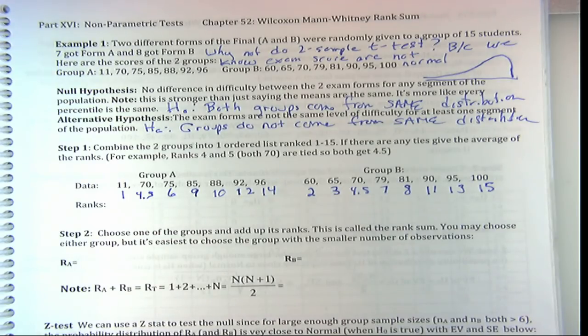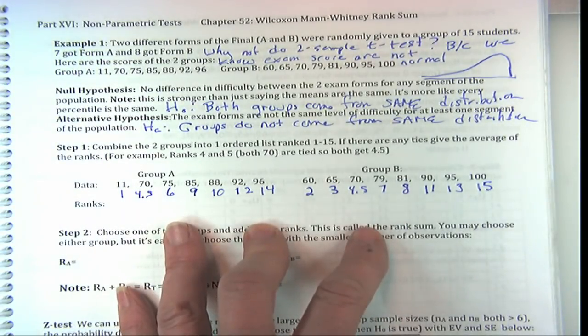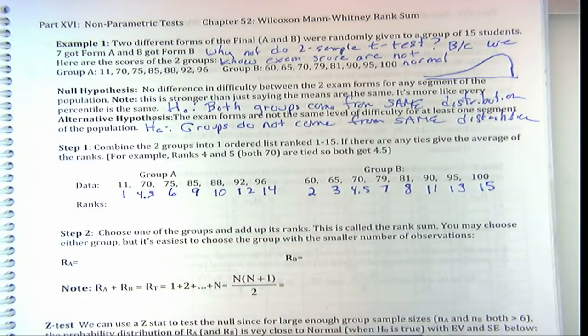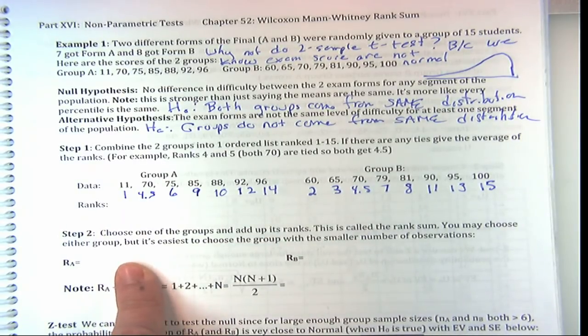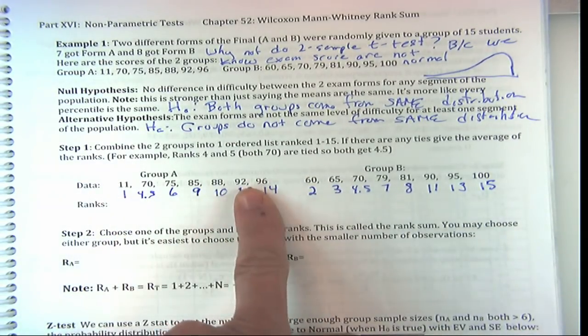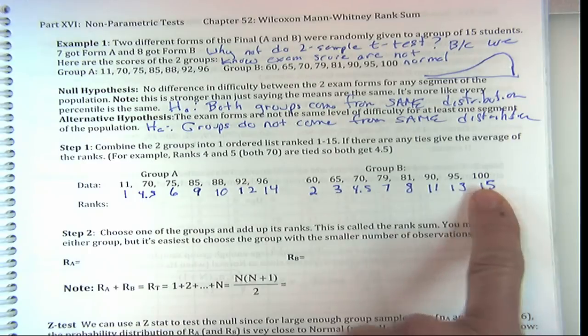All right, and now what do we do? We just sum up the ranks. We're going to sum up the groups. Now choose one of the groups and add up its ranks. So here we're in step 2. This is called the rank sum. You may choose either group, but it's easier to choose the group with the smaller number of observations. This one has 7, this one has 8 observations.